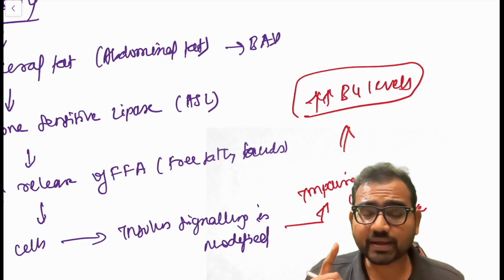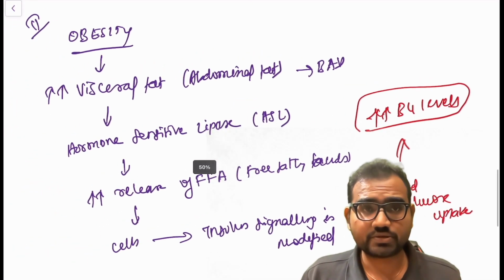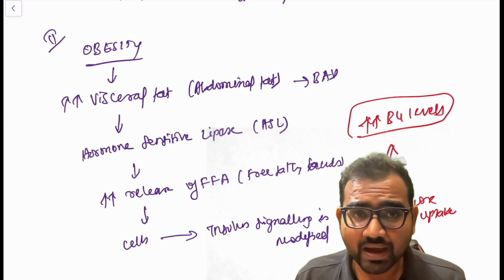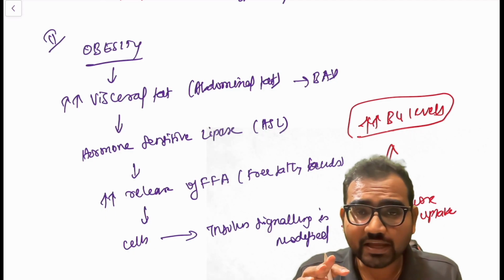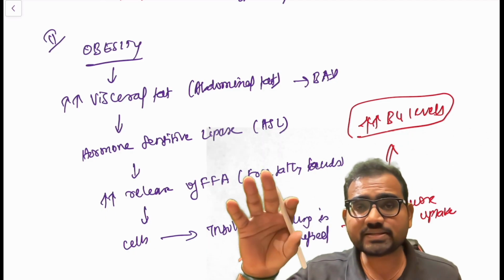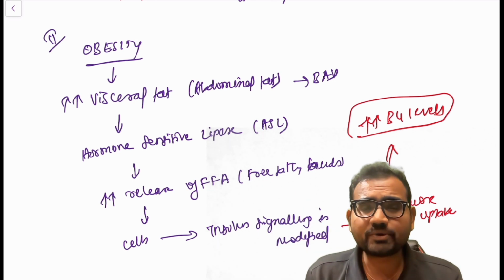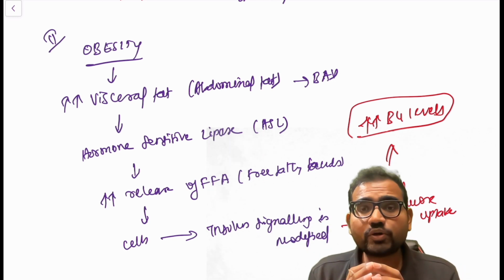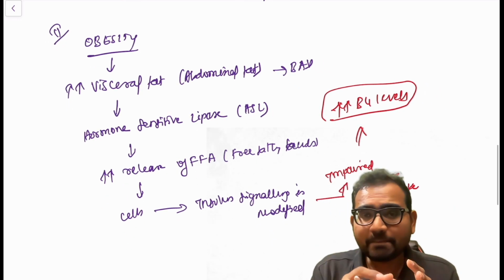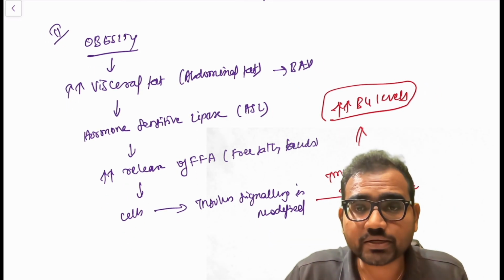This is one of the mechanisms happening in obese patients. Increased visceral fat, that is abdominal fat, which is very bad, is going to release hormone sensitive lipases, and that is going to result in free fatty acid release into the cells, and that is going to modify the insulin. The insulin function is impaired, and that is going to result in increased blood glucose levels.